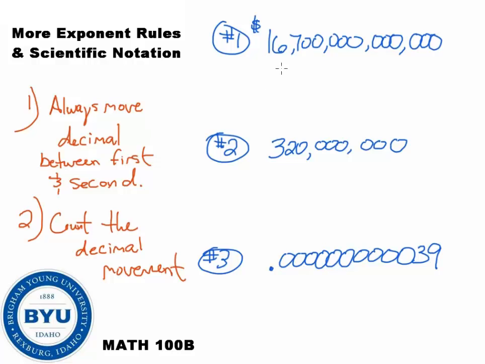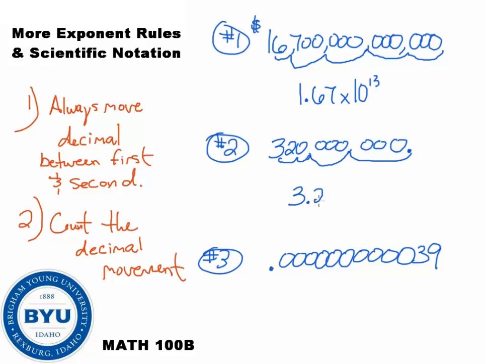Okay, here we go. You should have moved the decimal place over 3, 6, 9, 12, 13 spots and written 1.67 times 10 to the 13th power. Here, the decimal place is right here. We're going to move it over 3, 6, 7, 8, so 3.2 times 10 to the 8th power. Good. This one you move over, let's see, 3, 6, 9, 10, 11. So you get 3.9 times 10 to the negative 11th. Make sure you put negative on there. Negative means small number.